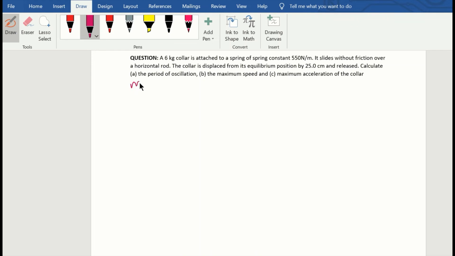I'm given the mass. The mass is 6 kilogram. I'm given the spring constant K as 550 Newton per meter. I'm given the displacement. In this case, this is my amplitude. Remember that we said that amplitude is the maximum displacement of an object. It says the collar is displaced from its equilibrium position. That means that this is our amplitude, which is 25.0 centimeters. Remember, we have to convert to meters, so it becomes 25 divided by 100.